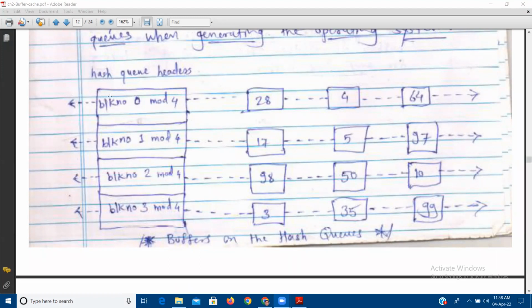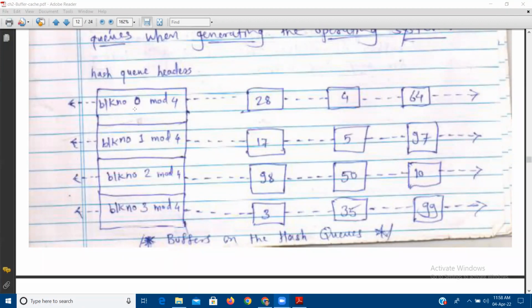And if you observe the name of that header, it is block number 0 mod 4. So this is called a hash function. And if you observe the buffer numbers over here, if you take 28 and divide 28 by 4, mod 4, so for mod operation घेतलेली आहे इथं 28 ला जर आपण 4 न mod केलं तर रिमाइंडर 0 येतो. So 4 7s are 28, so remainder will be 0. 4 mod 4 remainder will be 0. 64 mod 4 remainder will be 0. Are you getting my point?